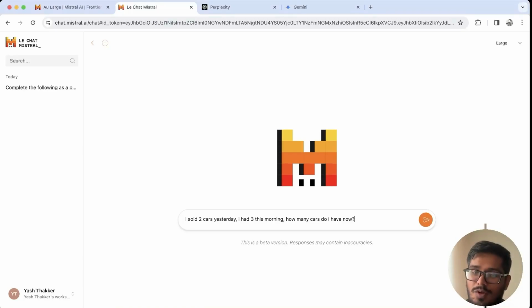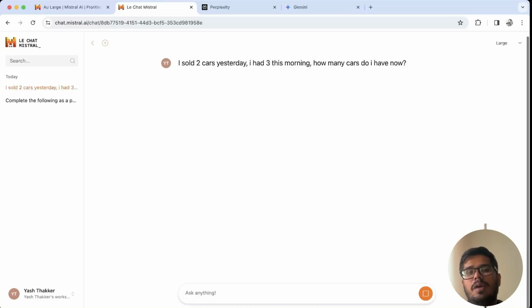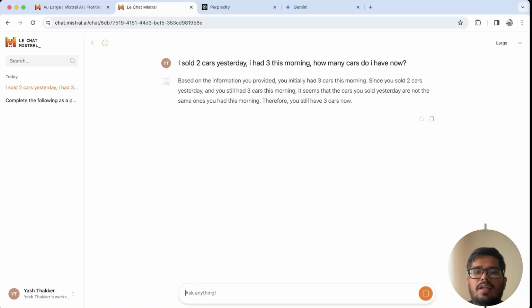I sold 2 cars yesterday. I had 3 this morning. How many cars do I have now? Both Gemini and the other open source models that I had tested said that I have 1 left, and this one seems to give me good reasoning with respect to the answer, because the previous open source models I tried, including Llama, did not give me the correct answer for this.